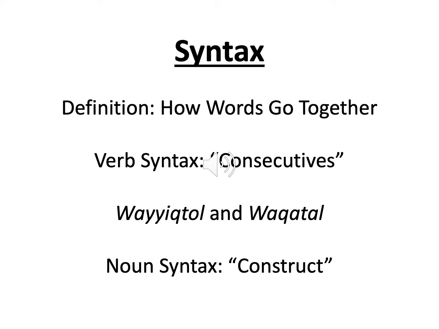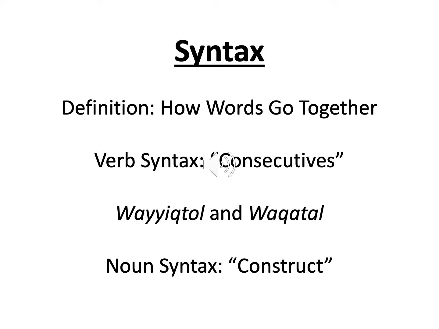Today we're going to be looking at two particular topics of syntax: verb syntax, that is the use of consecutives, the vayiktol, which is the yiktol imperfect, plus a vav with the patach and the dagesh forte in that first root letter, that tells us that we're dealing with a vayiktol, which would typically translate as past rather than present or future as in the yiktol.